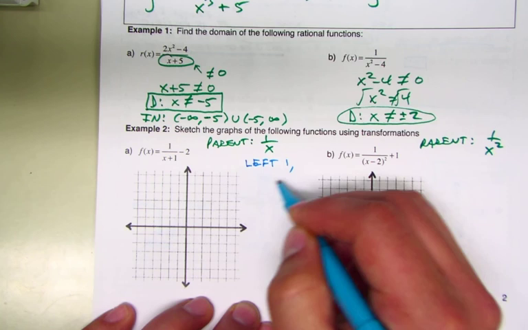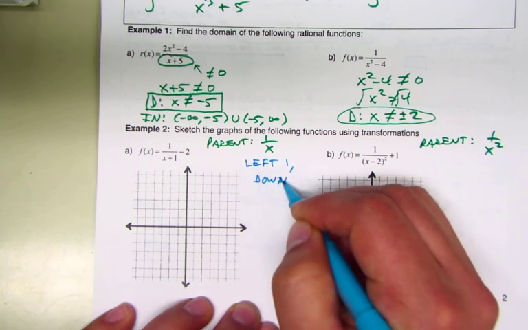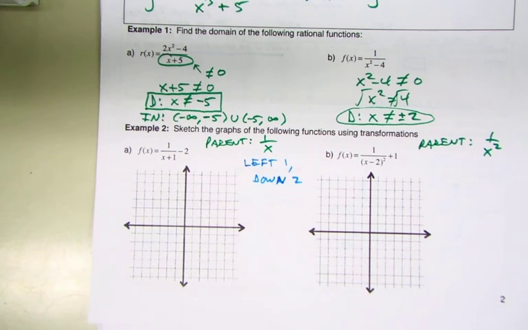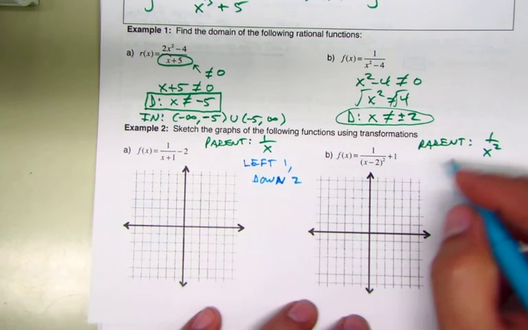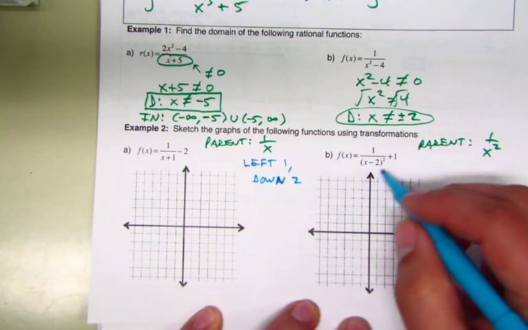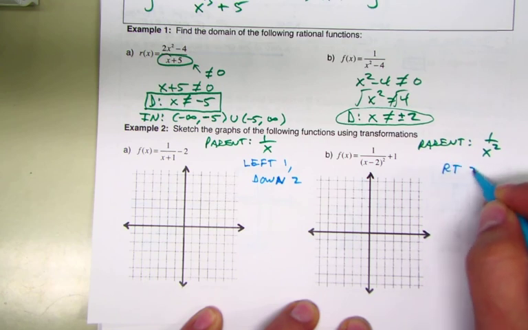Left 1, down 2. Very good. Whoops, I wrote down 2. Down 2. How's it now doing? Down 2. Okay. What does this one do? Right 2, up 1.